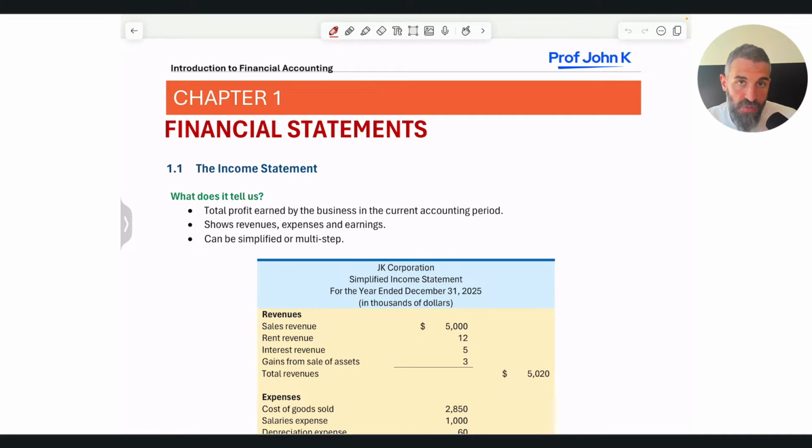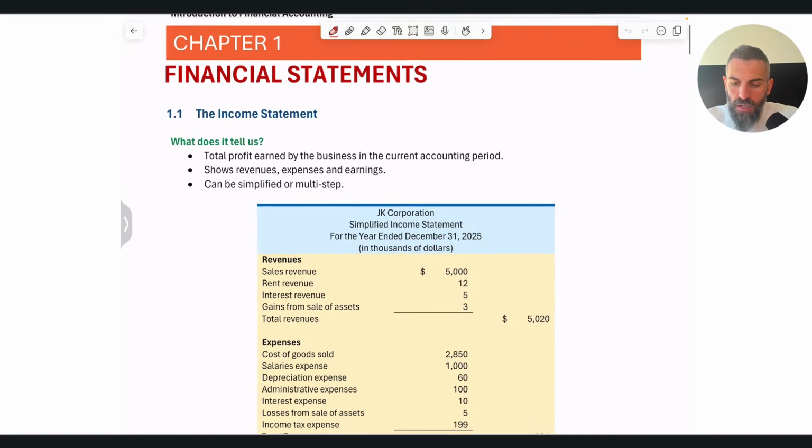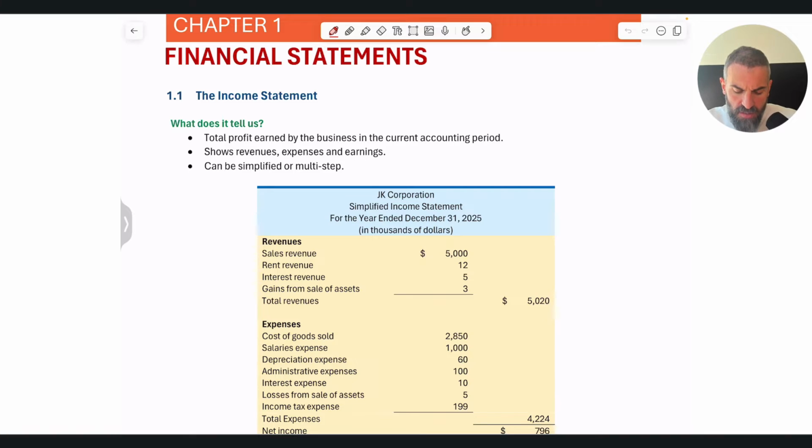So the first of the major four financial statements is called the income statement. Now, it has many names. Sometimes we call it the statement of earnings, but income statement is typically a common name for it. And the income statement is essentially showing you how much money you made, or the company made, in the accounting period. Now, the accounting period could be a month, a quarter, a year. In this example, it's a year.